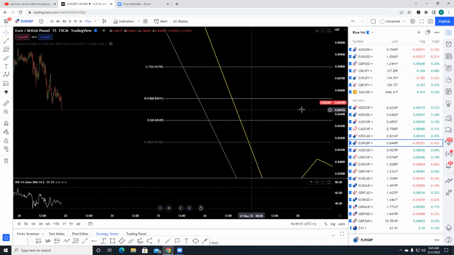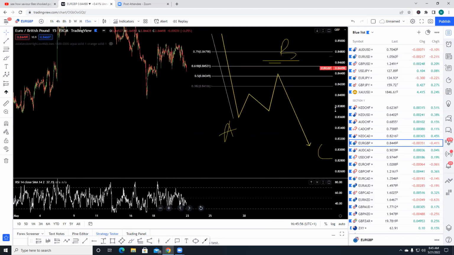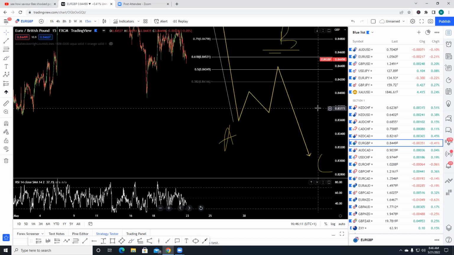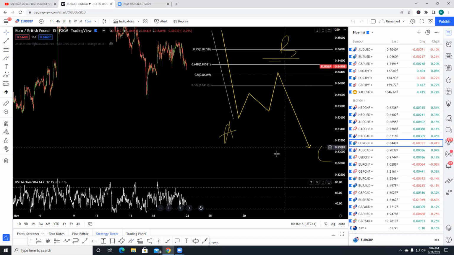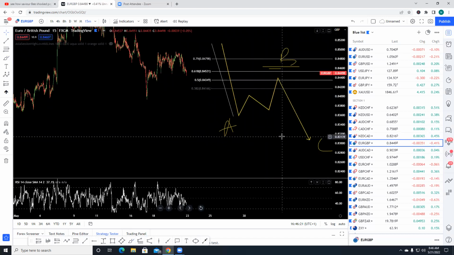So that is a zigzag corrective structure. You must know that in a zigzag corrective structure, wave B must come to 50% or 61.8% retracement of A. If it breaks 50 to 61.8 and it's going to 78% of A, it no longer qualifies as a zigzag corrective structure, and I will tell you why later on. Okay, so this is the anatomy of a zigzag corrective structure.